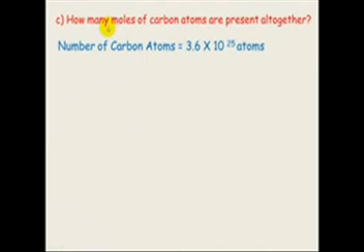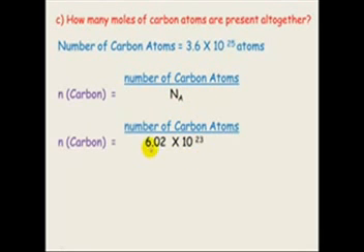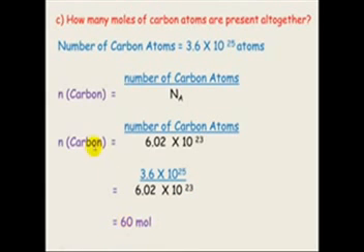So the last part of the question is how many moles of carbon atoms are present altogether. We have already worked this out in part A, but I'd like to show you how to go backwards. So the number of carbon atoms we calculated was 3.6 by 10 to the 25. To calculate the number of mole, we divide the number of atoms by Avogadro's constant, which of course is 6.02 by 10 to the 23rd. So our answer up here, number of carbon atoms, which is 3.6 by 10 to the 25, divided by 6.02 by 10 to the 23rd, which equals 60 mole of carbon atoms. As I said, always check that your answer equals your question.